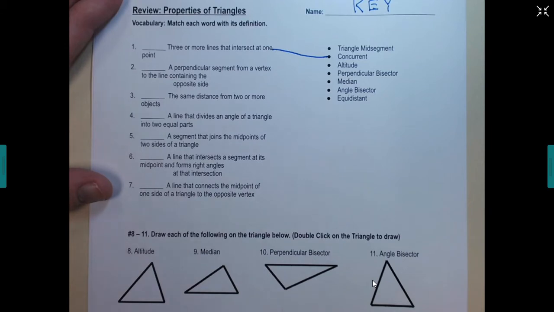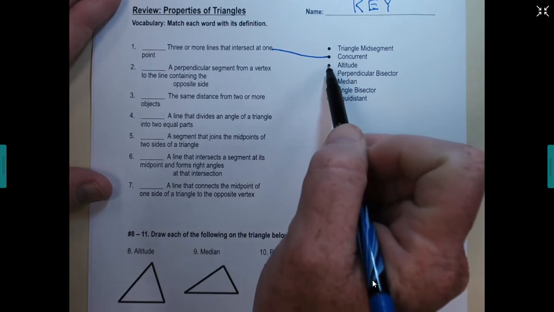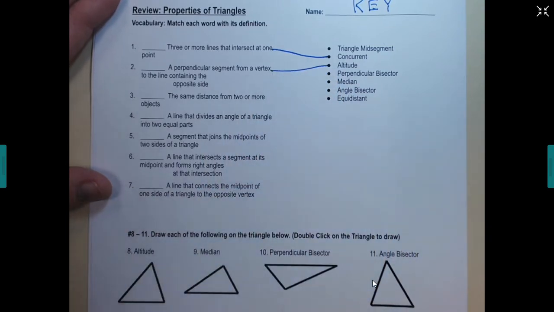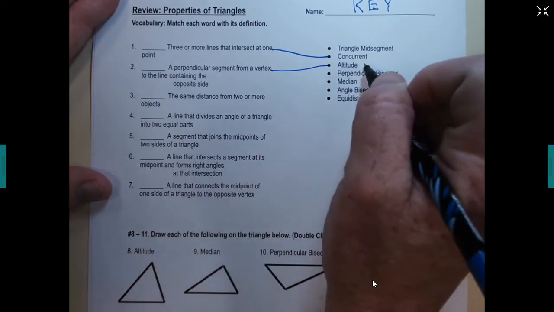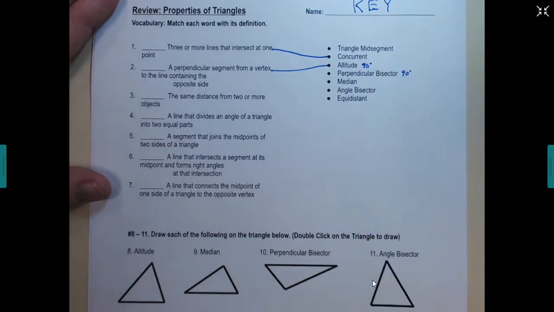A perpendicular segment from a vertex. The vertex is very important. To the line containing the opposite side, from the vertex, that's an altitude. There's two different objects that end up being perpendicular: altitude, and the perpendicular bisector is the other one. Both of these end up having a 90-degree relationship.